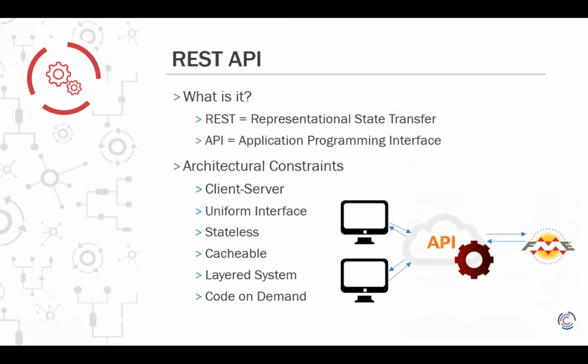REST APIs follow these 6 architectural constraints. The first one being client-server. Client-server means that the client application and the server application have to evolve separately without any dependency on each other.